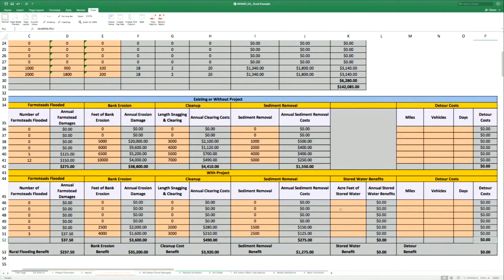If you have some stored water, acre feet of stored water, notice that's the only one where there's not a without project condition, because this is counted as a new benefit or a new element of the project. And so that one is where you would just plug in the acre feet of stored water and it would compute that as a benefit.